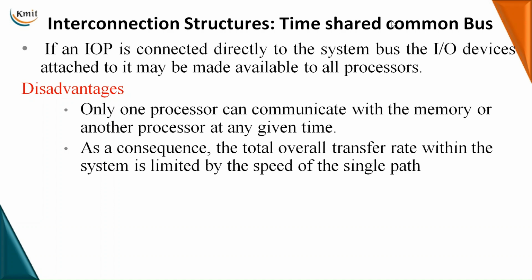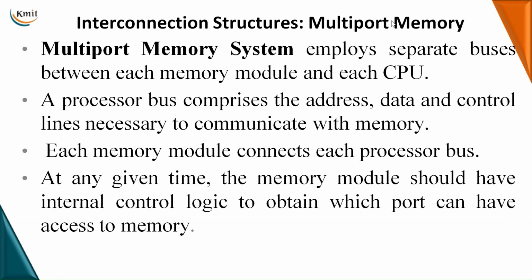In order to overcome this disadvantage of a time shared common bus, we go for the next type of interconnection structure, which is called a multi-port memory. Multi-port memory employs separate buses between each memory module and each CPU. So here we have multiple buses and multiple memory modules. For each and every CPU present in the system, we have one bus. It has its own bus, the memory is divided into multiple modules, and each CPU is connected to each module.